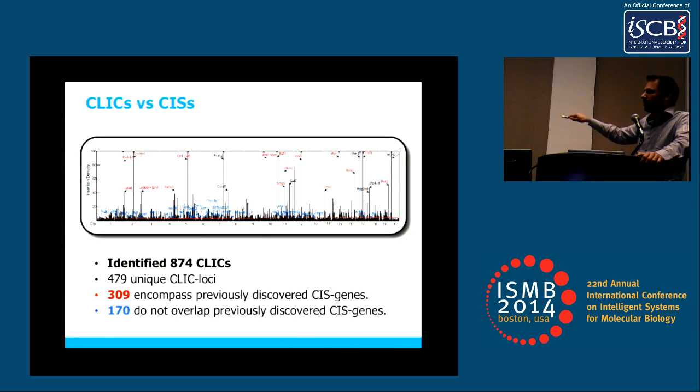They're shown here. 309 of these actually correspond to previously identified CISs, which is an indication that these common insertion sites also engage in three-dimensional interactions. 170 of them do not overlap with common insertion sites, so they can only be discovered if you take this three-dimensional context into account.